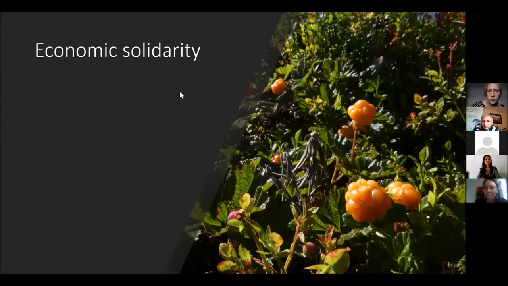Yeah. Now I would like to shortly give you examples about the practices of economic solidarity, which basically means this informal risk sharing between the participants and taking care of each other's material needs, let's say, beyond this strict calculation of the hours or commitment that somebody has been doing.